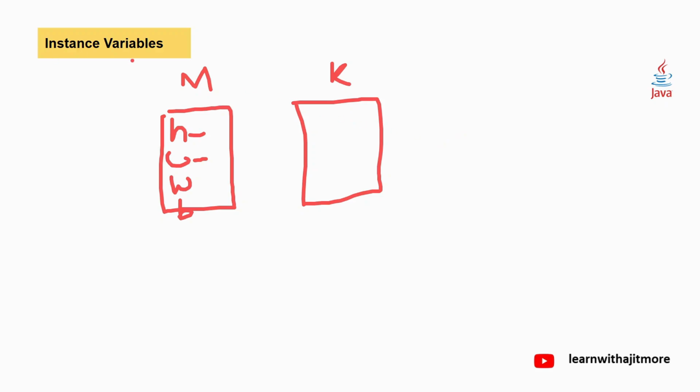So always remember, instance variables are variables which belong to each instance or each object separately. They are never shared. Instance variables will never be shared. They exist separately in each object. That is the speciality.